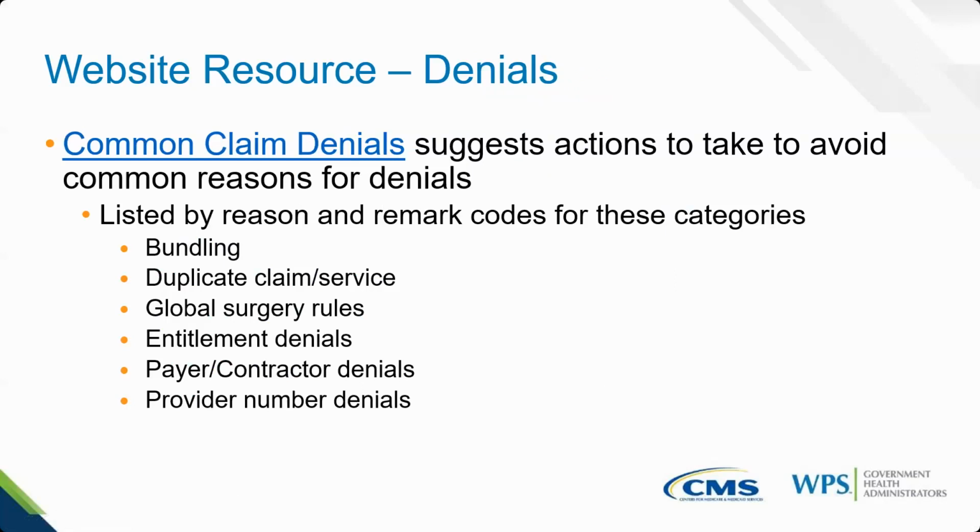I'm providing for you now our website resource for denials, common claim denials. And the resources are shown based on the reason or remark code, and these are as well. However, we've categorized those reason and remark code denials for you. So here then, as I mentioned earlier, we have a resource on our website that speaks to denied claims for duplicates or denied claims for bundling, denied claims for entitlement. So these categories appear out on this resource, and we list the reason and remark codes for each of these categories to help you avoid these denials in the future.